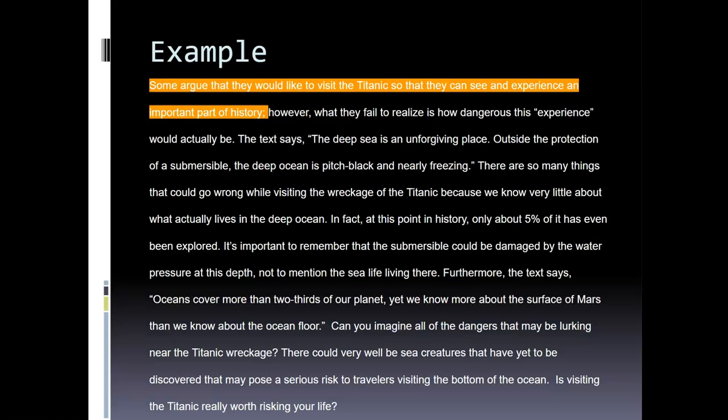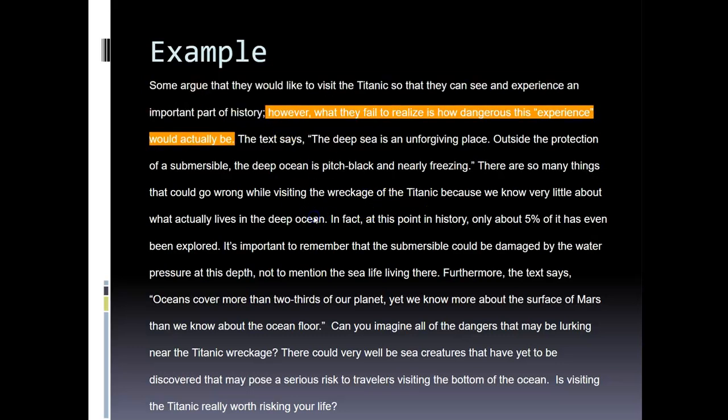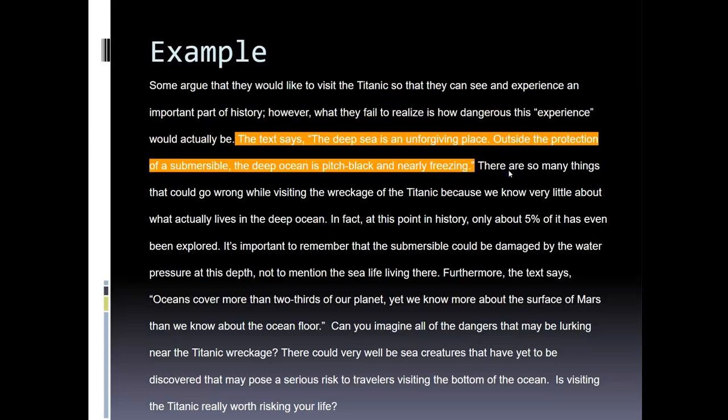And so this person chose to say that someone might like to visit the Titanic so that they can see and experience a part of history. That's the opposing viewpoint. Right after the opposing viewpoint, keep in mind this is the same sentence. We're still in the first sentence of the paragraph. This person has given a counter argument. So they're giving a reason why that's not a good idea to go to the Titanic. And their reason is because it would be very dangerous. If we're following the format of all of our other body paragraphs, this is where we get into the flow of what we're used to.